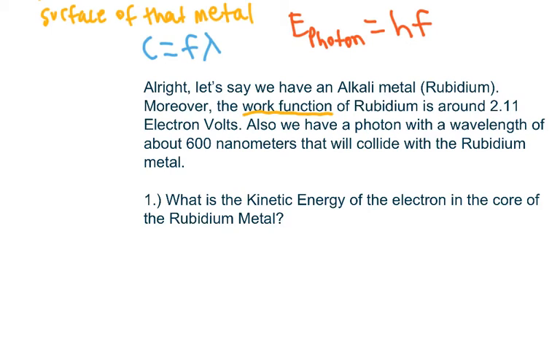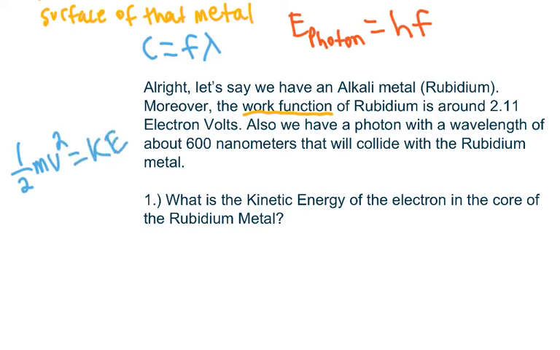Actually, let's just read the question first. The question is, what is the kinetic energy of the electron in the core of the rubidium metal? So what's the kinetic energy of that electron? One thing to know, kinetic energy is 1/2 mass times velocity squared.